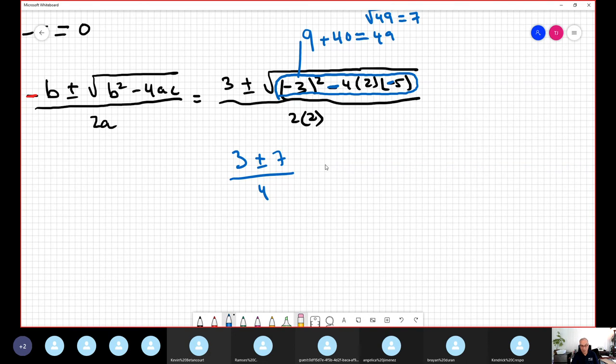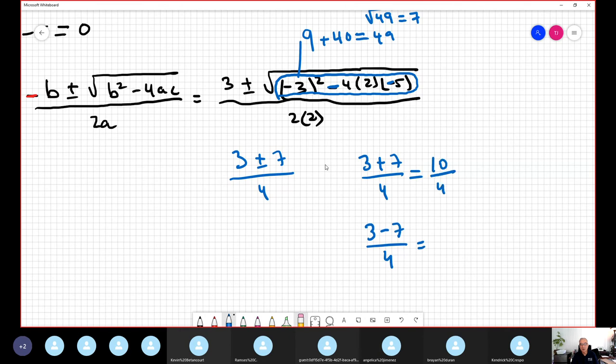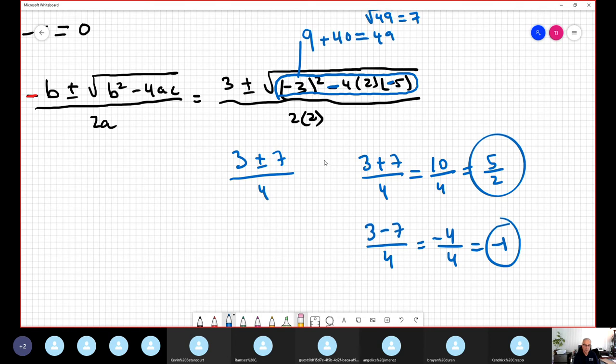And so now I highly recommend at this moment splitting this into pieces. Look, I like that: 3 plus 7 over 4, and 3 minus 7 over 4. You compute separately. 3 plus 7 is 10 over 4, and you reduce to lowest terms. Never leave it like that. It's 5 over 2, dividing top and bottom by 2. And this is negative 4 divided by positive 4, which is negative 1. We have two solutions, negative 1 and 5 over 2.